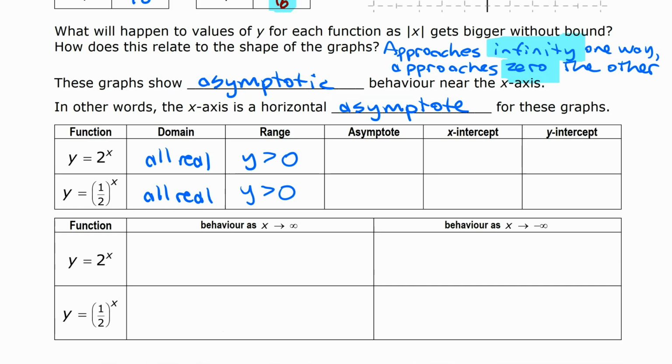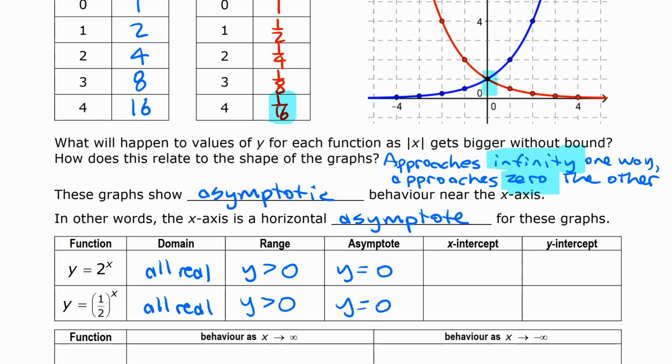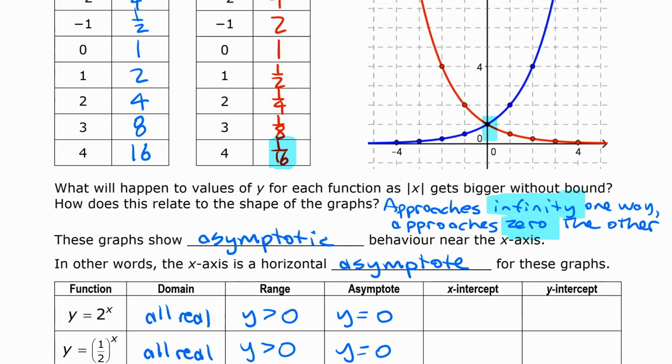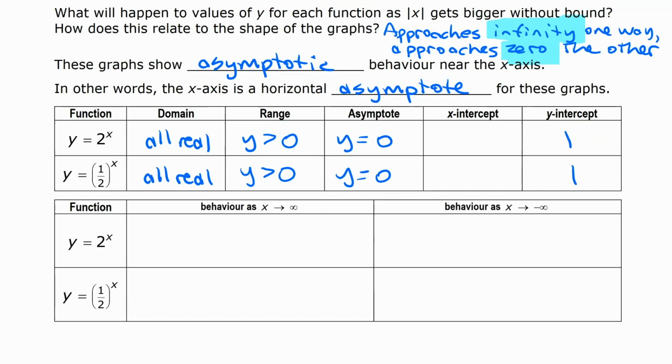We said that the asymptote was the x-axis. You can write that equation as y equals 0. Both of these graphs have the y-intercept at 1 because something to the 0 is 1. Regardless of what the something is, anything to the 0 is 1. So both of those have a y-intercept of 1. Whereas x-intercept, as we said, since the function never gets down to 0, there is no x-intercept.